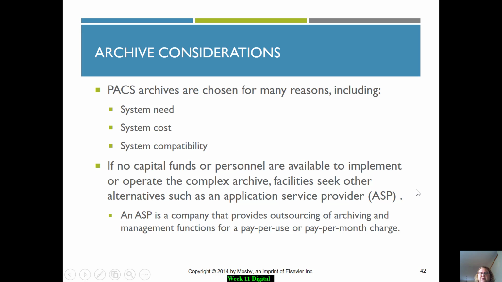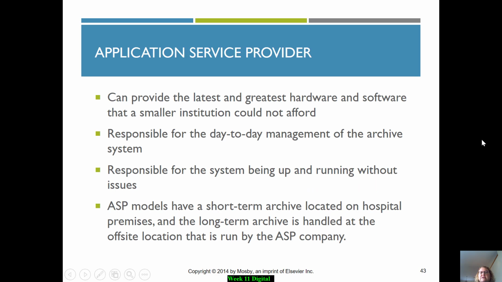If there are no capital funds or personnel available to implement or operate the complex archive, facilities seek other alternatives, and that's where they go to outside providers. They end up paying per use, but most of them pay per month for those services. So they can provide the latest and greatest hardware and software, and they can go in and manipulate your computer off-site. They don't have to come to the campus to correct something that's going wrong with your software or program. They're responsible for the day-to-day management of your archive system, and they can bring it up and run it without any issues.